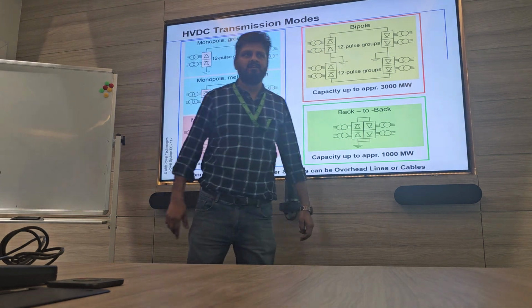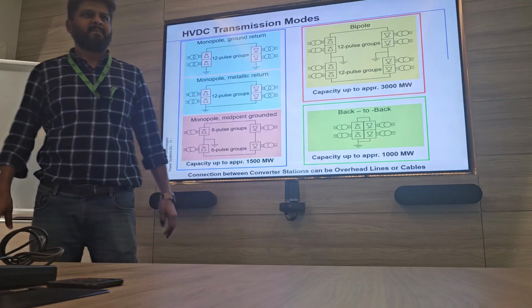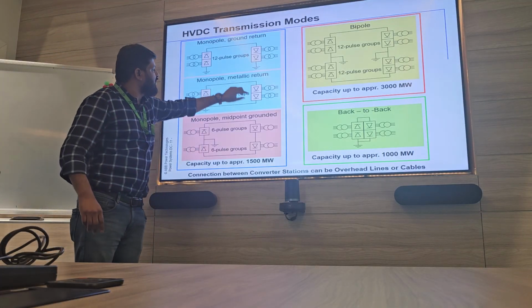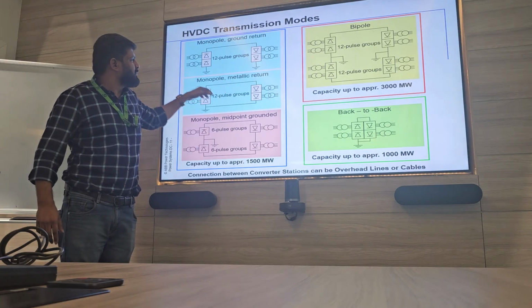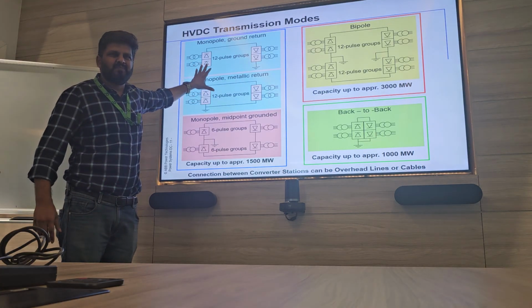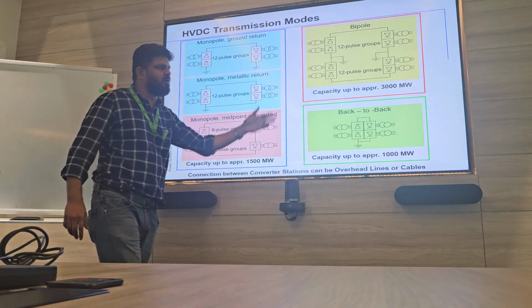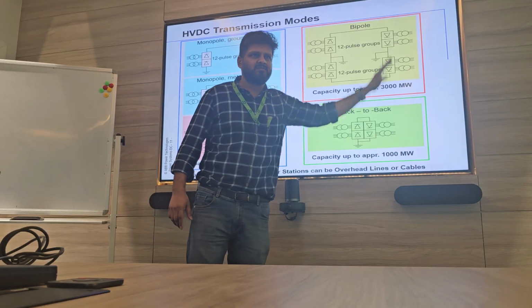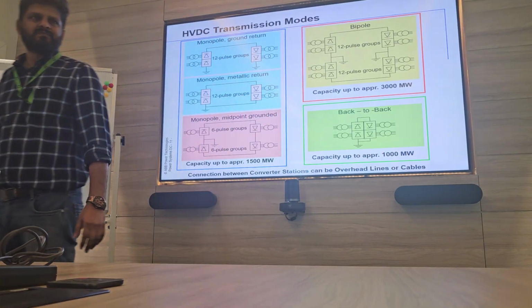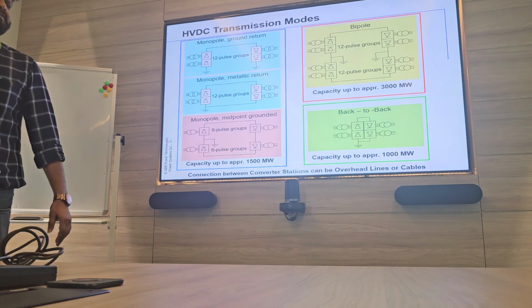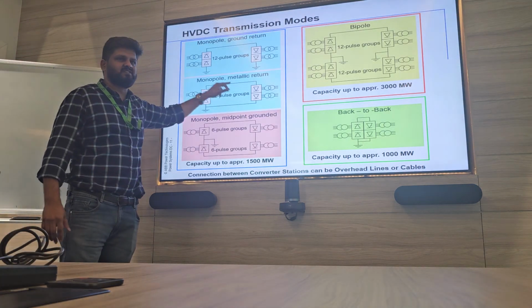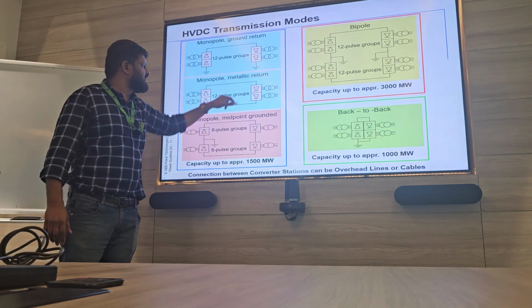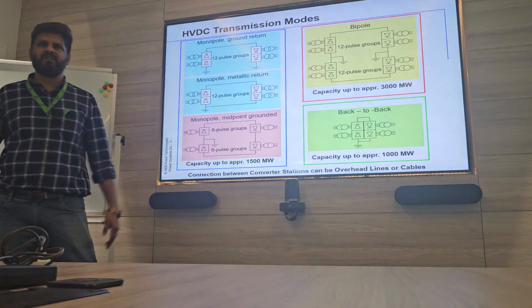Monopole has only one transmission line, with either metallic return or ground return. But nowadays it is not preferred because of the lower rated power. All countries are going with bipole now. With bipole it is more reliable and has more capacity. Monopole is less efficient and has some disadvantages. This ground return is prohibited in some countries.